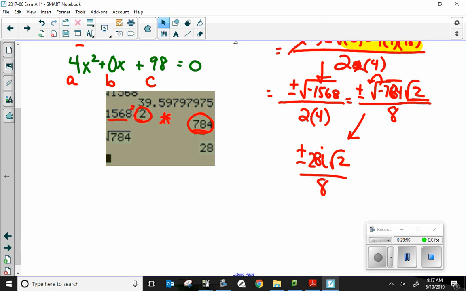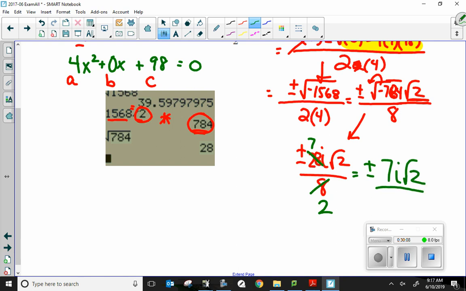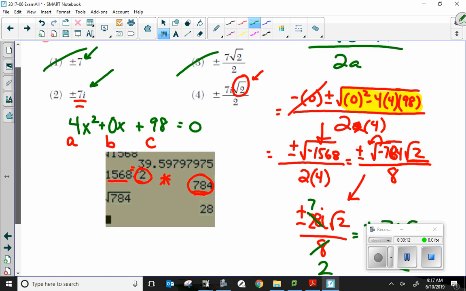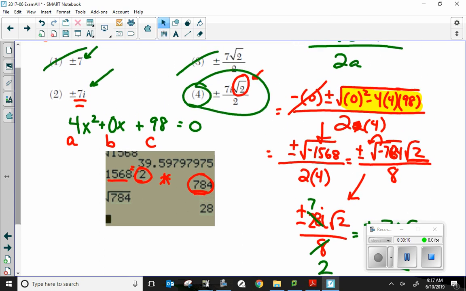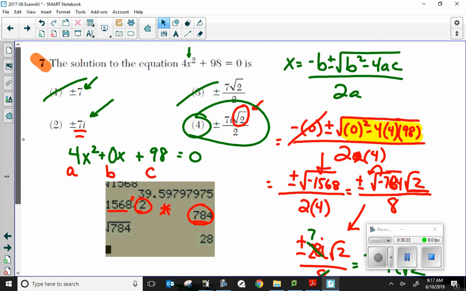Okay, I can reduce this. 4 goes into here 2 times, and 4 goes into here 7 times. So it's plus or minus 7i radical 2 all over 2. There we go. A little bit of work to it, but not impossible. And if you couldn't do that, just plug them in. You're solving for x. Plug them in for your x. You're good to go.